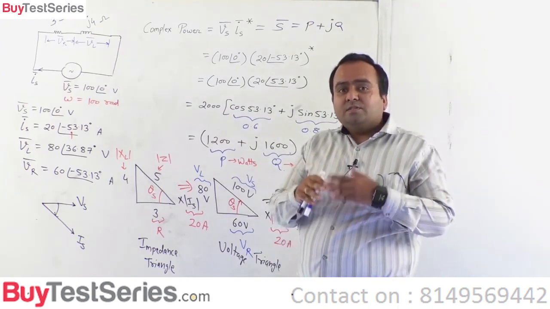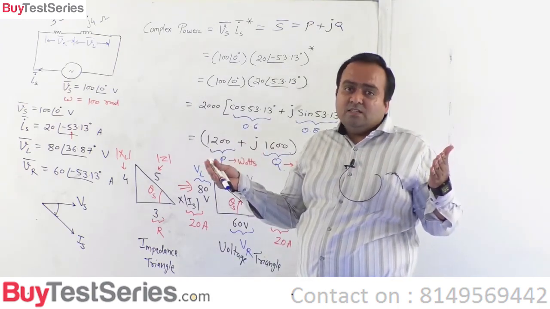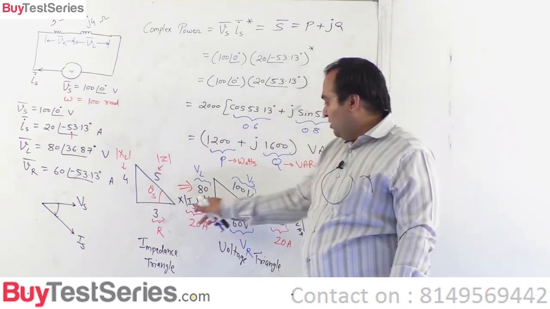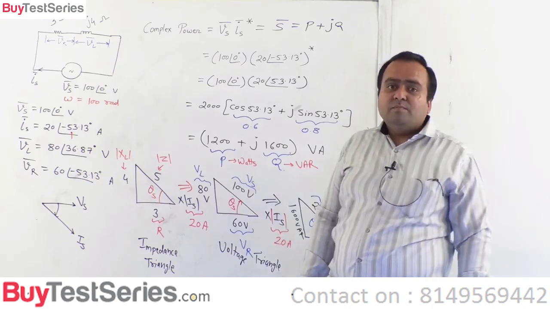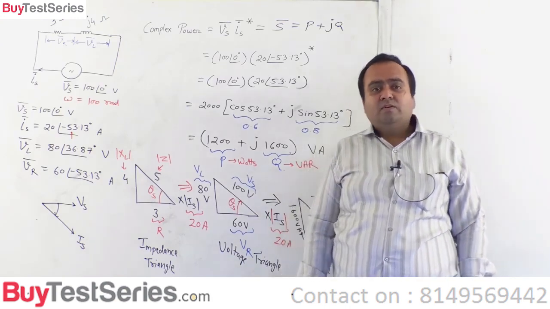So we can represent all the phasors on the phasor diagram and the quantities in the form of a triangle, giving them the different names: the impedance triangle, voltage triangle, and power triangle.